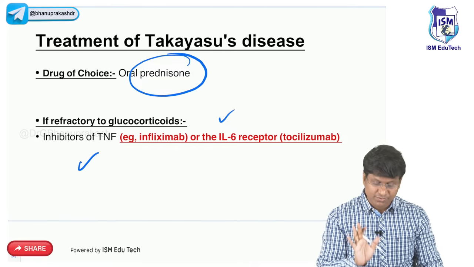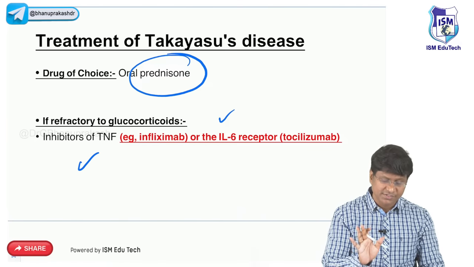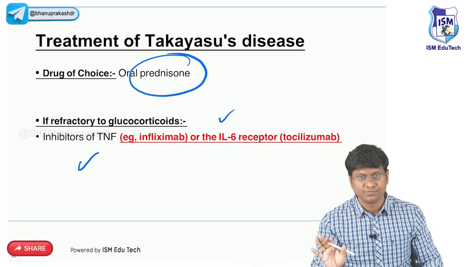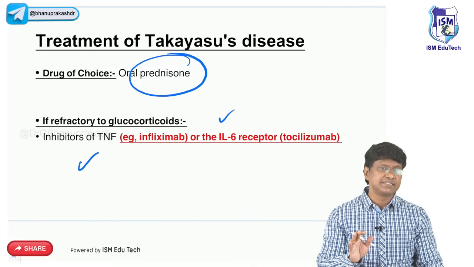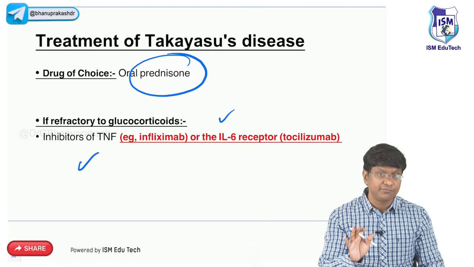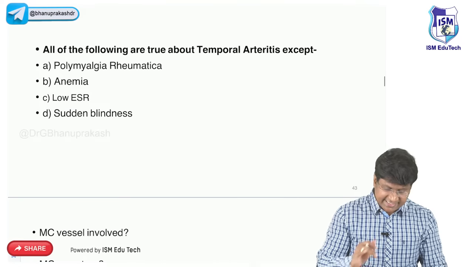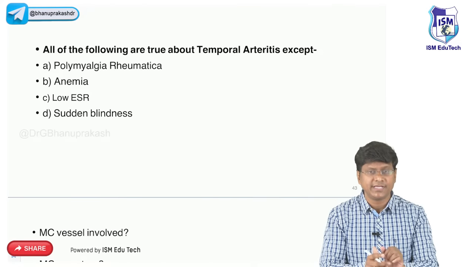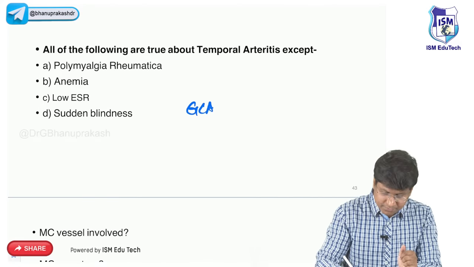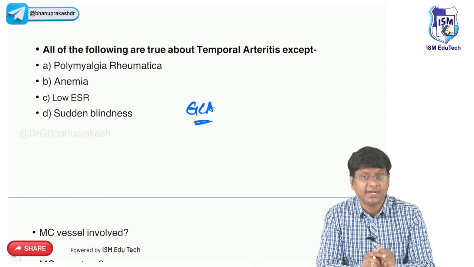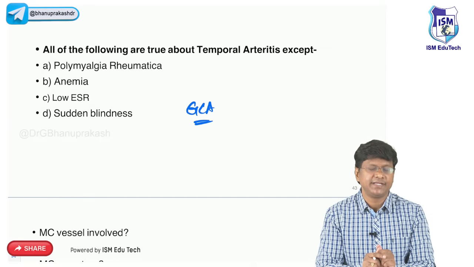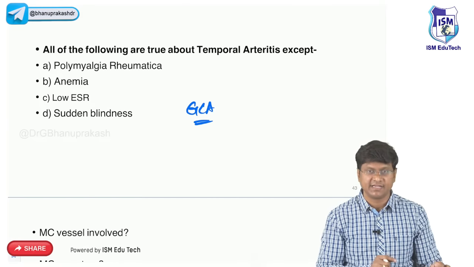That is your tocilizumab. So, okay, these are the treatment options that are available for Takayasu, right? Then after having discussed Takayasu, the next important form of vasculitis is giant cell arteritis. So all of the following are true about temporal arteritis except polymyalgia rheumatica, anemia, low ESR, and sudden blindness.